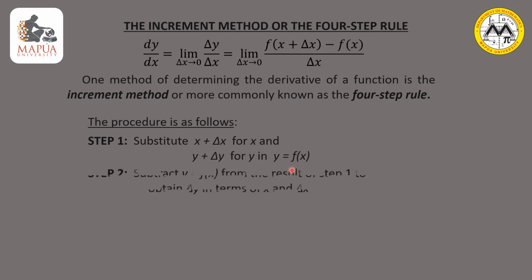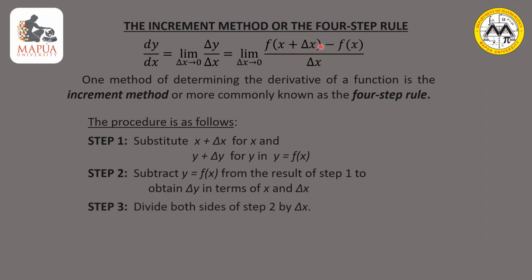And in the process, we substitute y plus delta y for y in that form of the function y equal to f of x. The second step is to subtract y, which is f of x, from the result of step 1. So in the process, we are now doing this difference. And then the next step is to divide this difference by delta x. So divide both sides of step 2 by delta x, and then finally find the limit of step 3 as delta x approaches 0. So as you can see, if you will be working on the derivative of the function based on the definition, you will be following basically 4 steps.